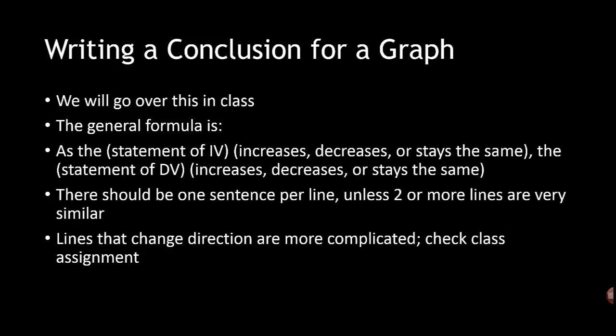Okay, so writing a conclusion for a graph, we're going to do an activity on this in class. The general formula is: as the, and then you would come up with a statement of the independent variable, and then you'd say what's happening to the line. It's either increasing, decreasing, or staying the same. And then you're going to state your dependent variable, decreases, increases, or stays the same.